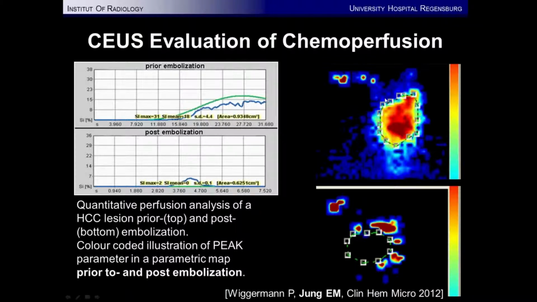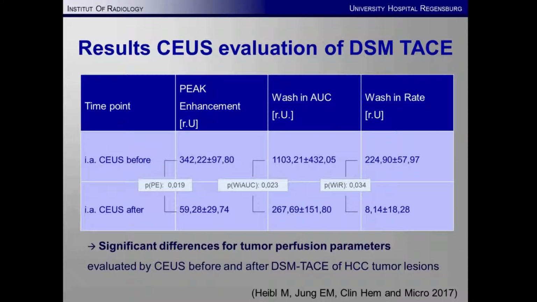Look at this for the follow-up. Before, you have an irregular hyperenhancement, yellow and red colors, curved with strong enhancement, and afterwards it seems that we have a complete devascularization also for bigger tumors.